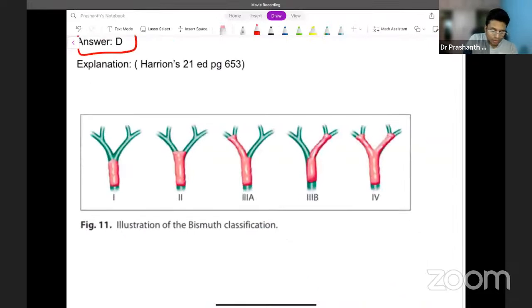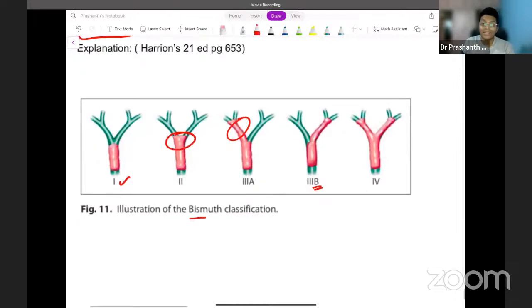This is 1. When the confluence is involved, it becomes 2. When any one of the sectoral ducts, that is secondary ducts, on the right side is involved, it is A. On the left side, it is B. Here, what there was is 3B. It's just about knowledge of the Bismuth classification.